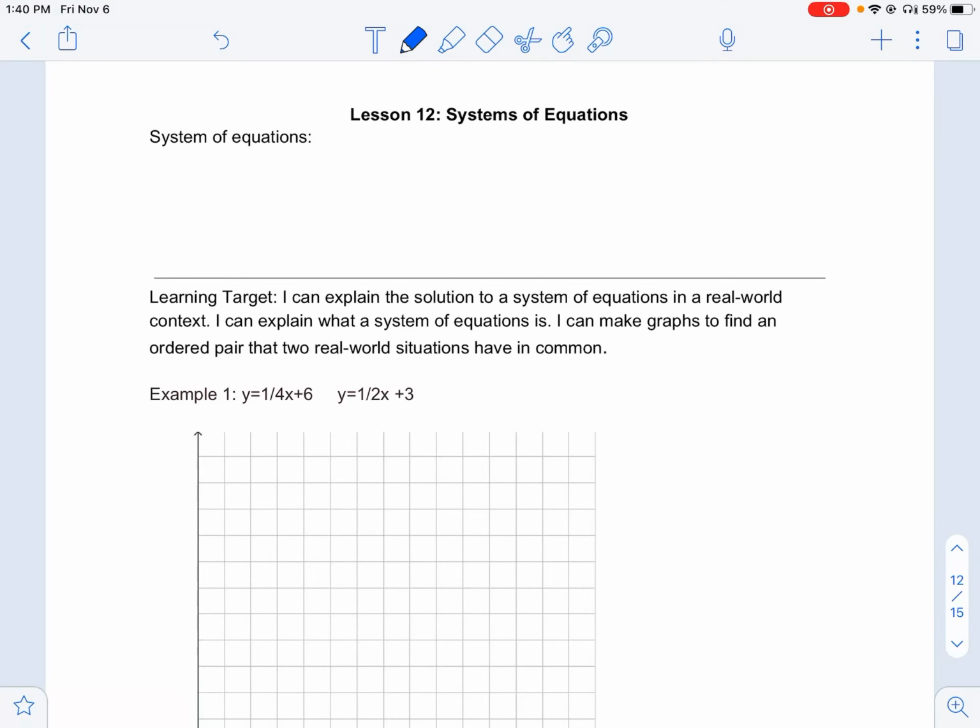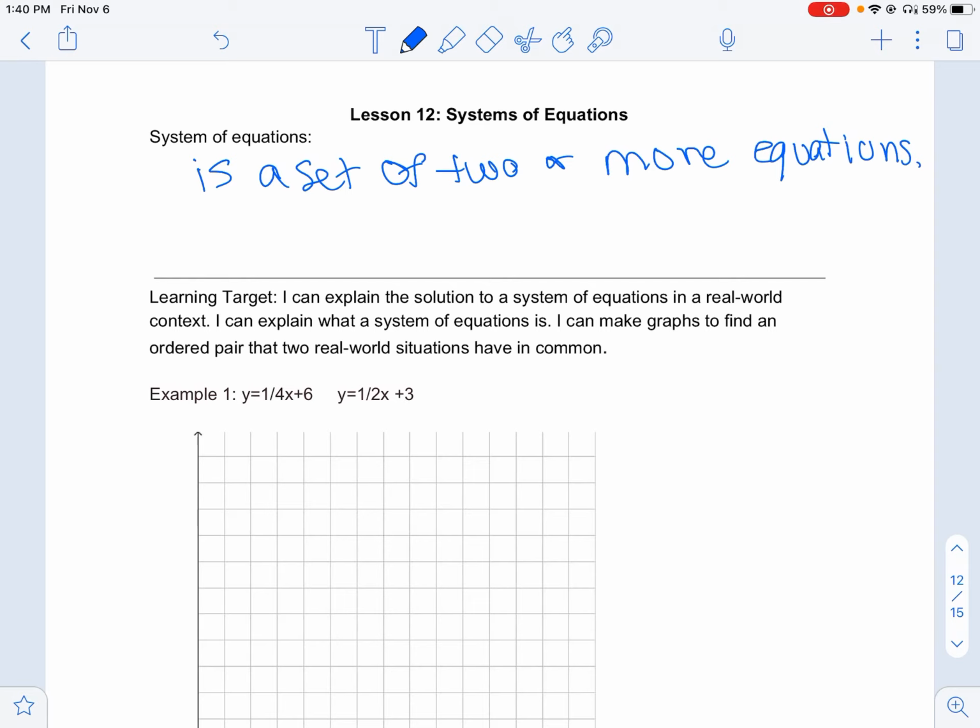Alright guys, systems of equations. A system of equations is a set of two or more equations, and each equation contains two or more variables. And when we find the values of these variables, they make all of the equations true.